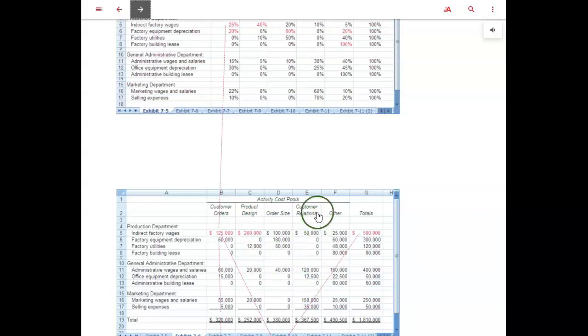Now let's look at an easy example. The factory building lease, 0, 0, 0, 0, and so no dollars are attached to customer orders, product design, order size, or customer relations for the building lease. It all goes in this other category, so the full $80,000 goes here because that's what we decided up here with the percents. So do the same thing with each of these.